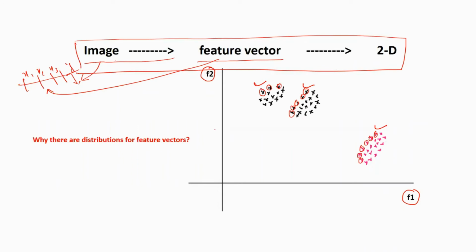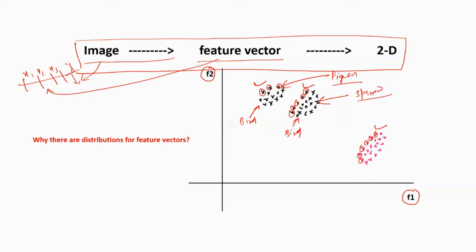Why are there distributions for feature vectors? Because, see, suppose this is a bird. This is also a bird. But suppose this bird is different from this bird. This bird is a pigeon. This bird is a sparrow.